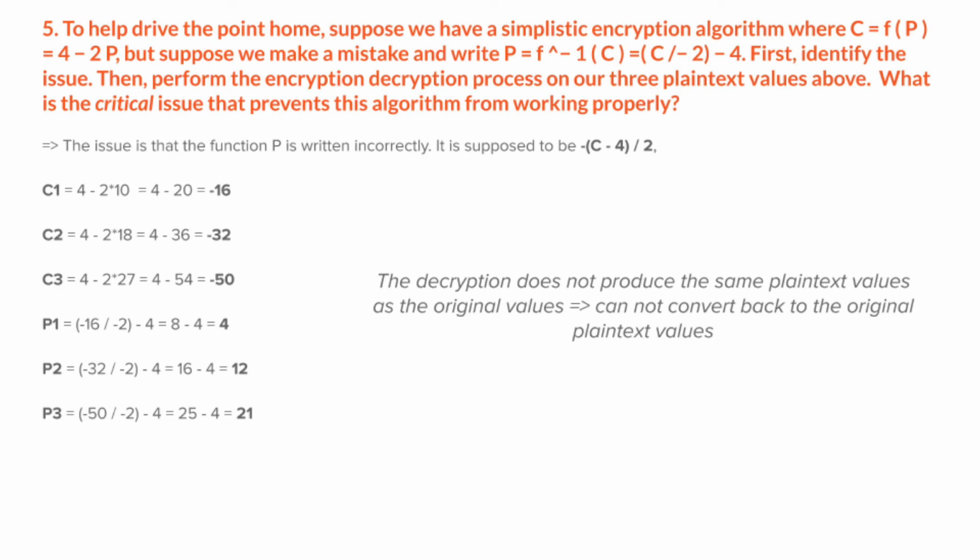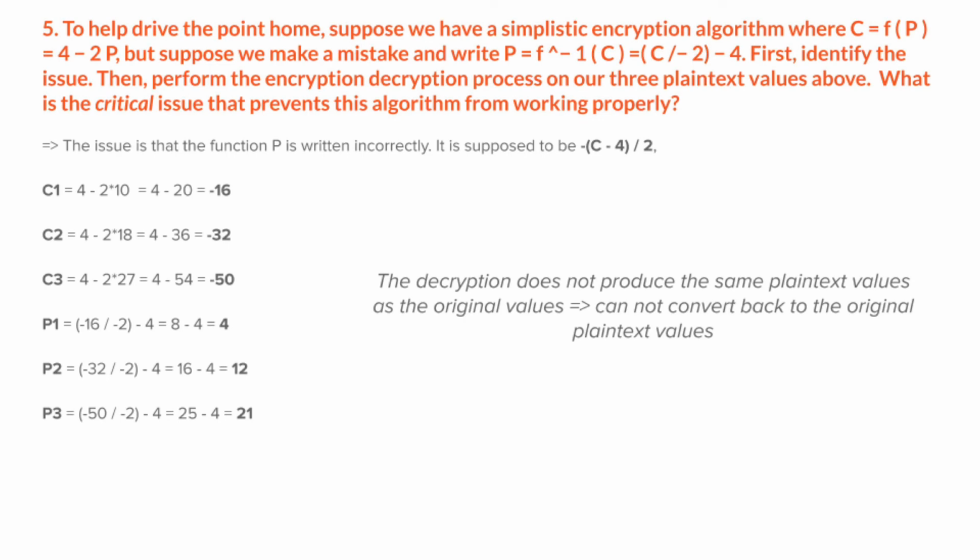The encryption gives us the values c1 equals negative 16, c2 equals negative 32, and c3 equals negative 50. We can then decrypt back to p1 equals 4, p2 equals 12, and p3 equals 21. Our p-values do not match up with our original plaintext values as expected.